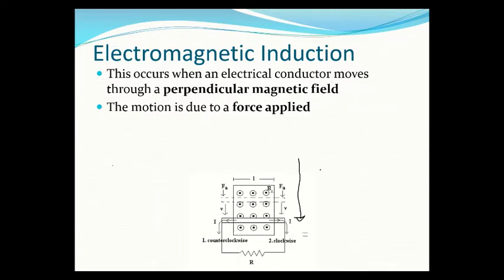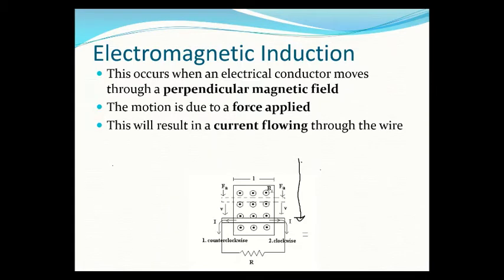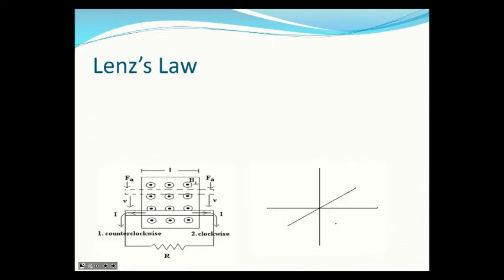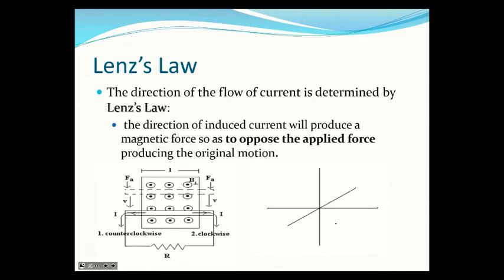We're going to start with the straight wire because it's just a little bit easier. When I move a wire not connected to anything through this magnetic field, we'll get current flowing through the wire. But we don't know whether that current will flow clockwise or counterclockwise. That's what we're going to figure out. To figure that out, we need to use Lenz's law. Lenz's law says that the direction of the induced current will produce a magnetic force so as to oppose the applied force producing the original motion. I'll explain what that means.